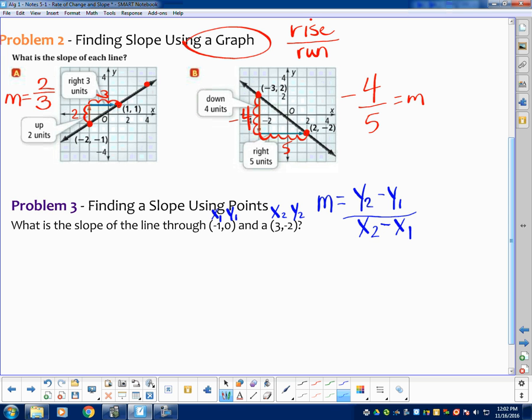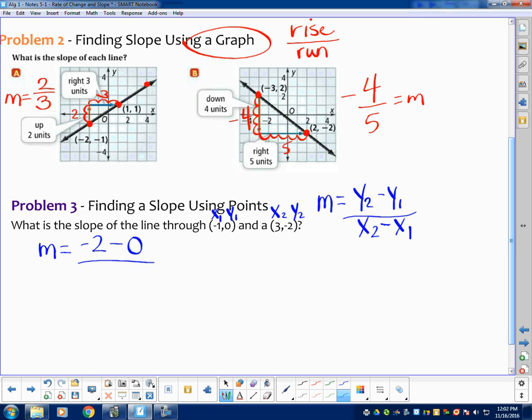So what is my y2 number? I'm taking out these labels and putting in a number for it. What's y2? -2. Minus is always the formula. And my y1 is 0. Does everybody see that? Okay. x2, what's my x2 number? 3.